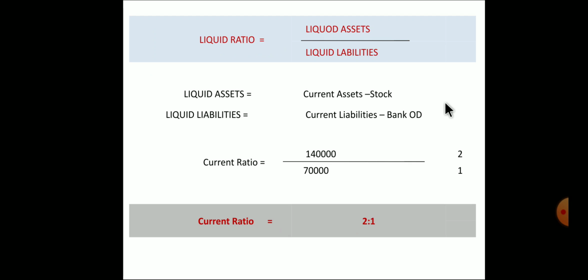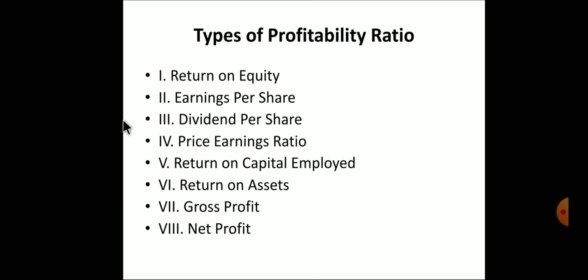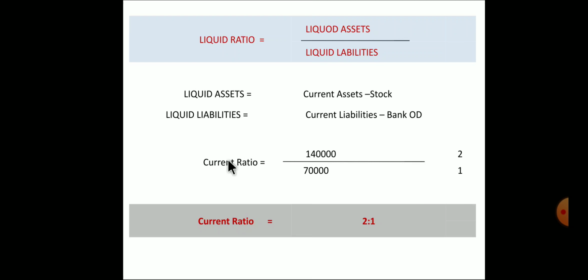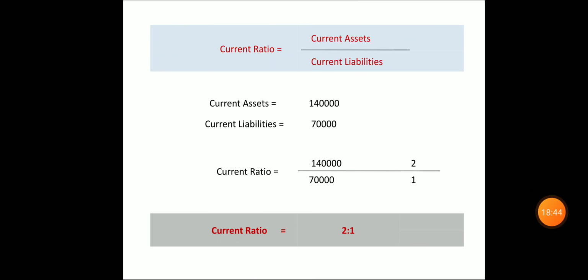Next, liquid ratio. Formula of liquid ratio: liquid assets divided by liquid liabilities. Liquid assets is equal to current assets minus stock. Total current assets 1,40,000. Now current assets 140, liquid current liabilities 70. 140 divided by 70 is equal to 2 is to 1. That is current ratio. Thank you.